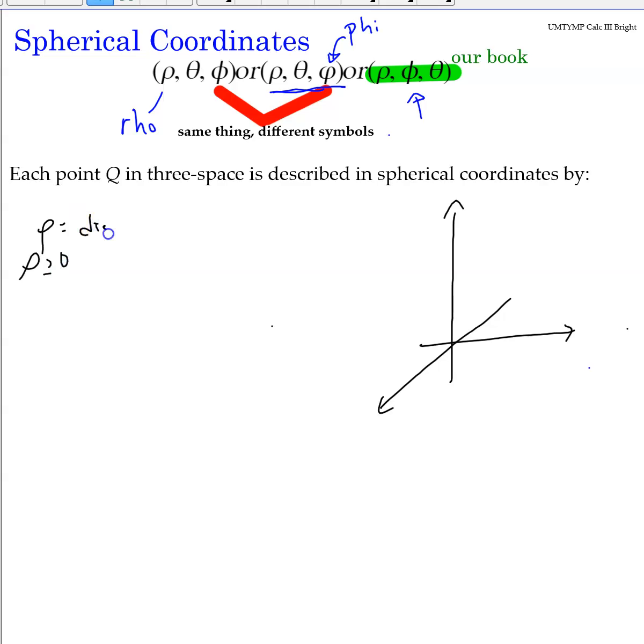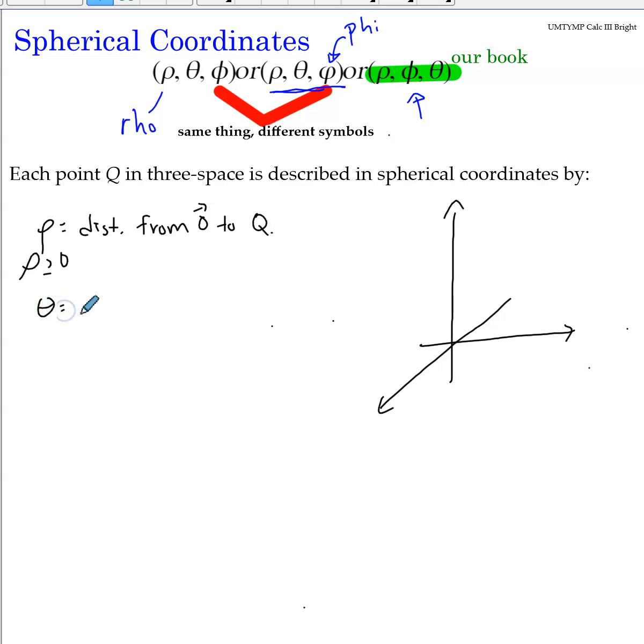Distance from the 0 vector, the origin, to our point, and I'm going to use Q instead of P just so we don't get rho and P mixed up. So Q is our imaginary point that we haven't graphed yet.